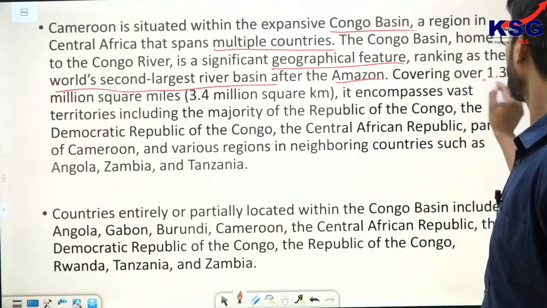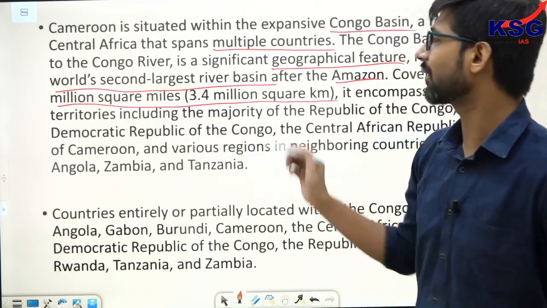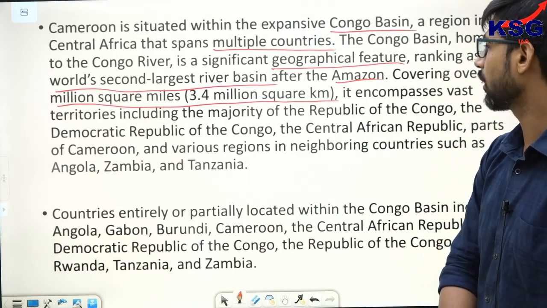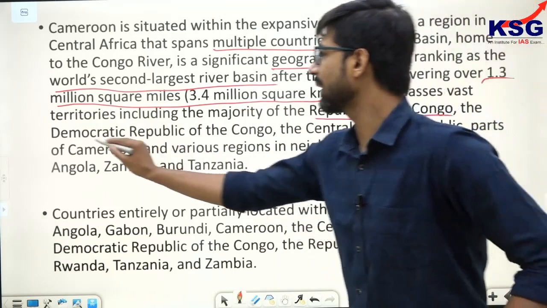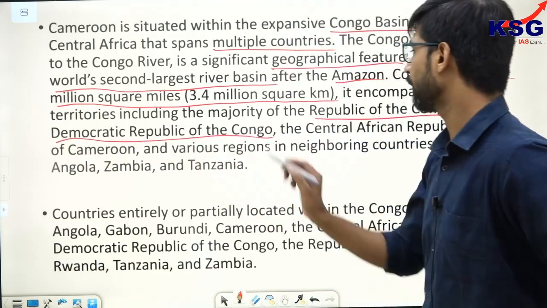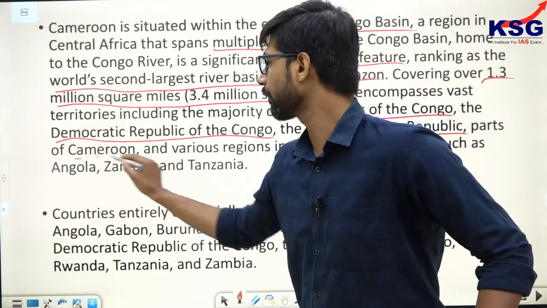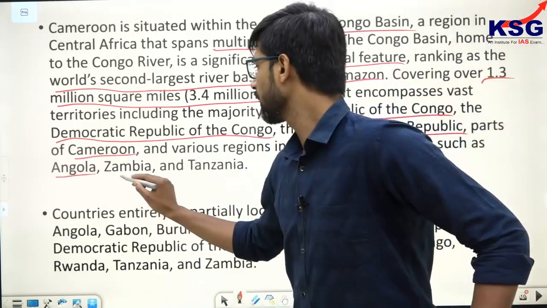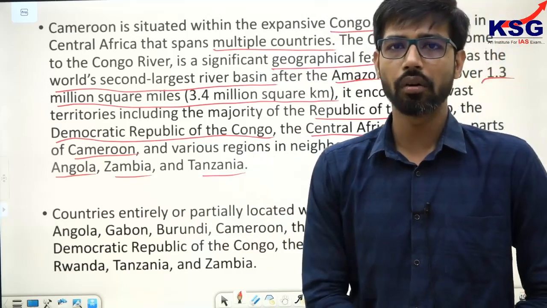Covering over 1.3 million square miles, that is 3.4 million square kilometers, it encompasses vast territories including the majority of the Republic of Congo, the DRC, that is Democratic Republic of Congo. These are two different countries. Then comes the Central African Republic, and then parts of Cameroon and various regions in neighboring countries such as Angola, Zambia, as well as Tanzania. These are all the countries which are located in the Congo Basin.